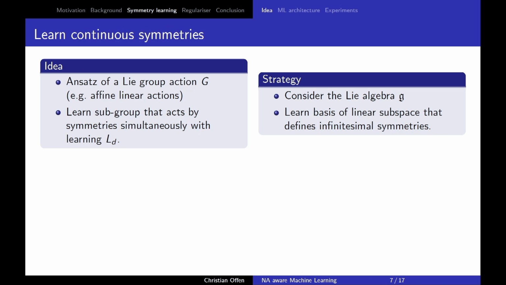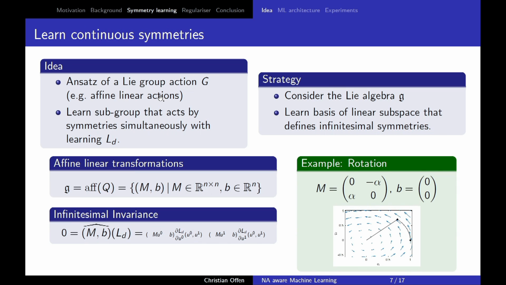We just want to push the discrete Lagrangian into a symmetric representation. And the idea here is to make an ansatz of a symmetry group, a very big symmetry group. For instance, affine linear transformations. And then, at the same time as learning the discrete Lagrangian, you are trying to learn a subgroup of that symmetry group that acts by symmetries. So let's take the affine linear group.